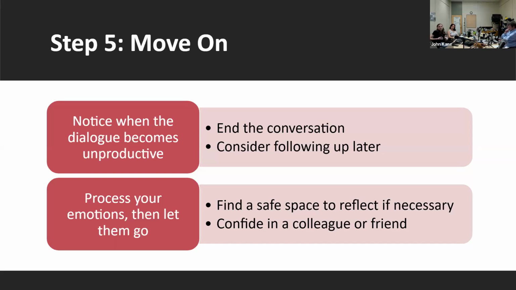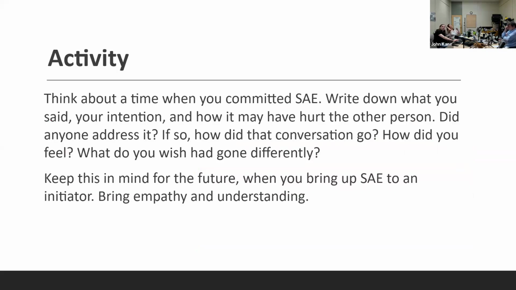And then on the personal side of it, you want to process your emotions and then let them go. Find a safe space to reflect, find a friend or a colleague to confide in, and just get that negative experience out of you so that you don't have those negative impacts that we talked about in the beginning. Because the whole point of this is really to make sure that when you experience subtle acts of exclusion, you don't walk away from it with those negative impacts, because they're always going to happen. There's no way to permanently stop subtle acts of exclusion from happening, but we want to make sure that when they do happen, it's more of a positive experience than a negative one, as much as it can be.